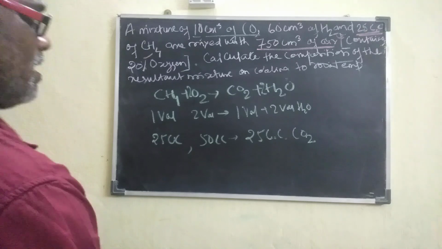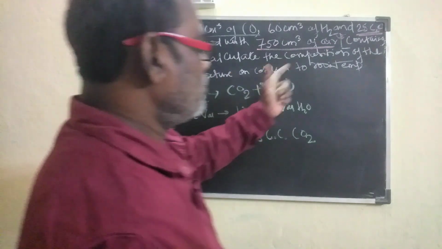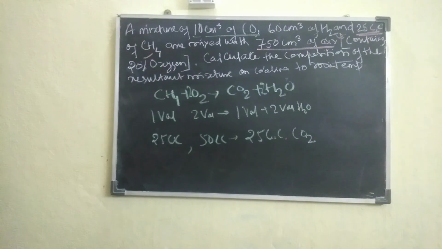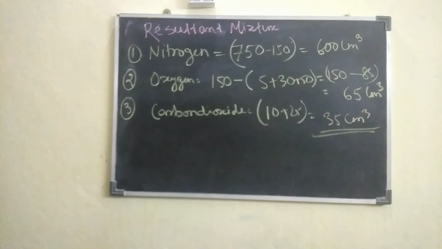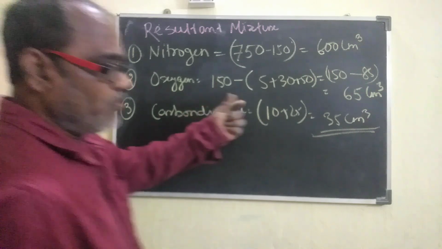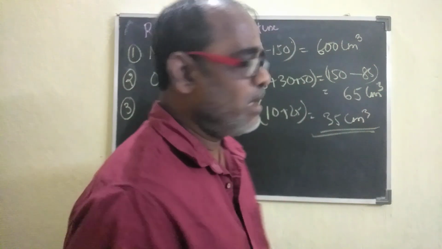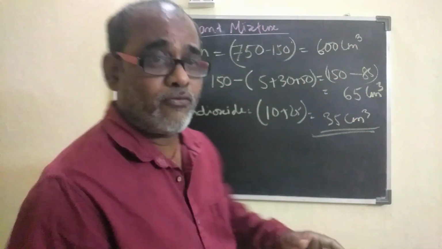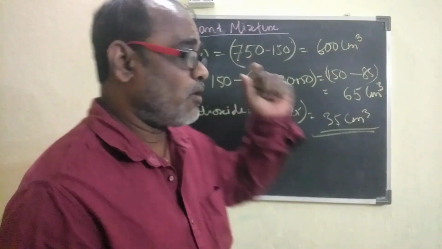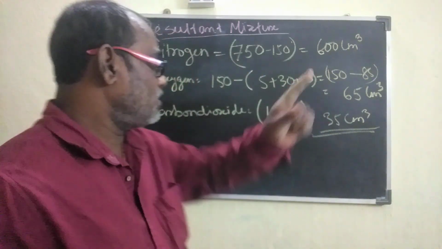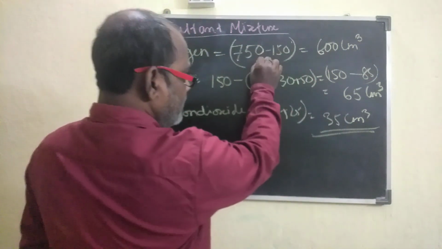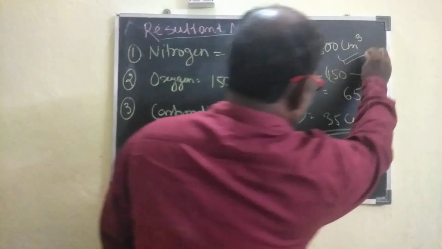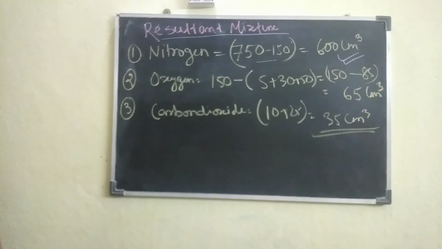Now from equation 1, 2 and 3, what do we get? We'll try to understand. Adding up the 3 equations, now we are going to find the resultant mixture. Already the air was 750, and the oxygen percentage was 20, then 20% of 750 was 150. If you subtract this, you get 600 centimeter cube of nitrogen. So in the final mixture, we have nitrogen as 600 centimeter cube.